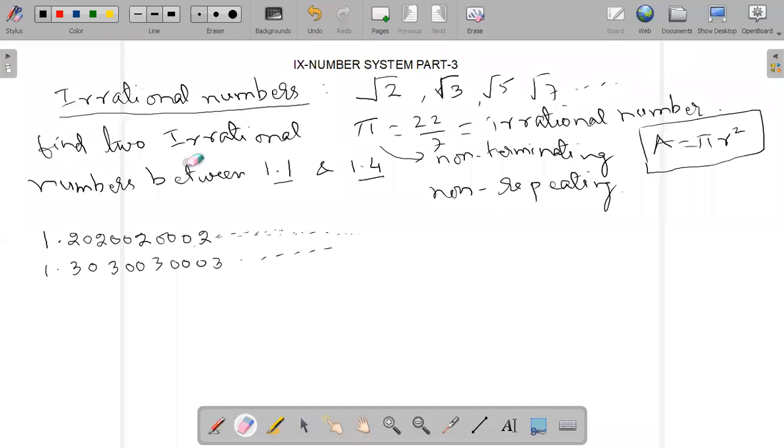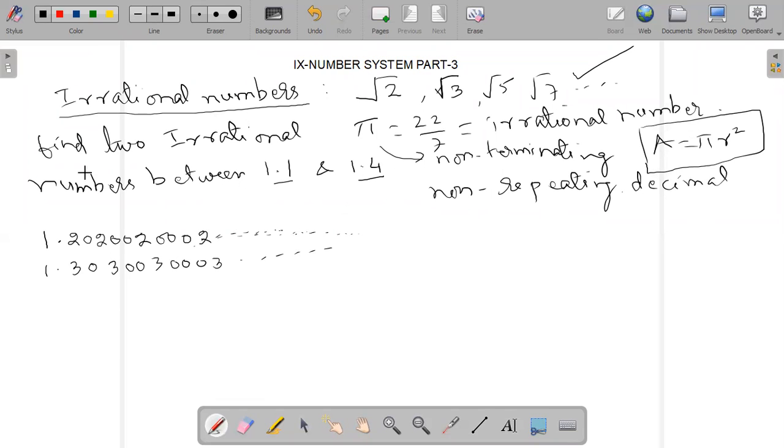So irrational numbers are those numbers which can be written in the form of root 2, root 3, root 4, root 5, like this, which are not perfect squares. Their roots are always non-terminating, non-repeating decimals. And pi, just remember, is an irrational number because it is a non-terminating, non-repeating decimal.